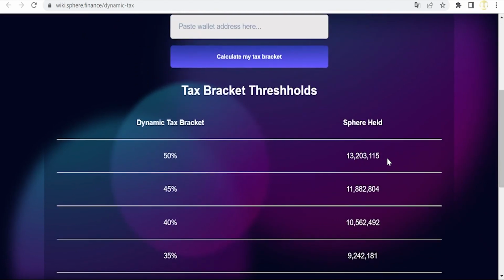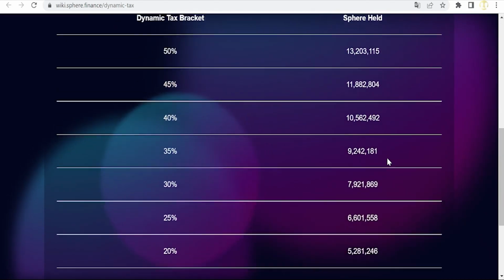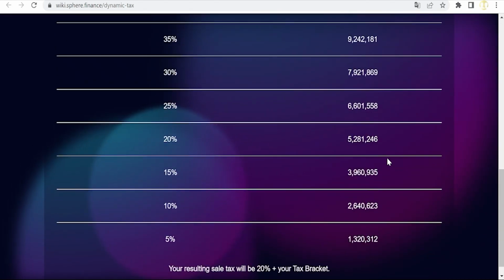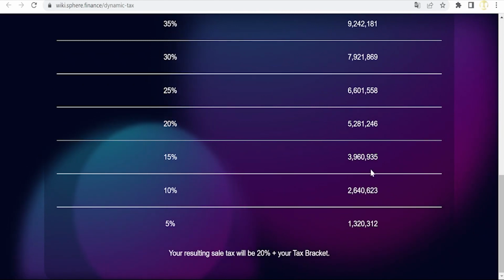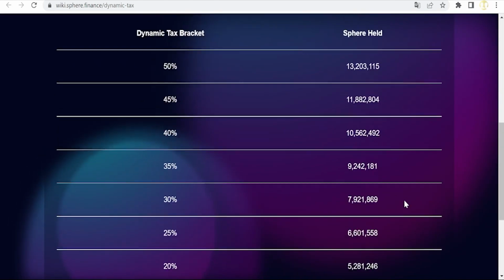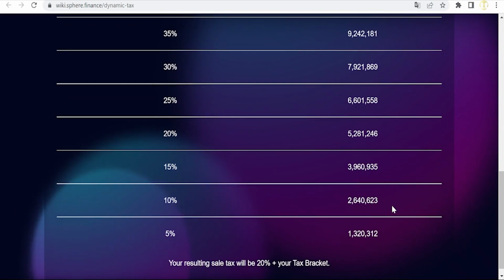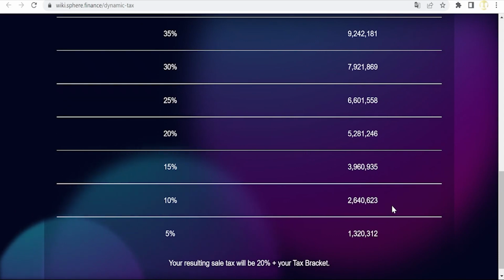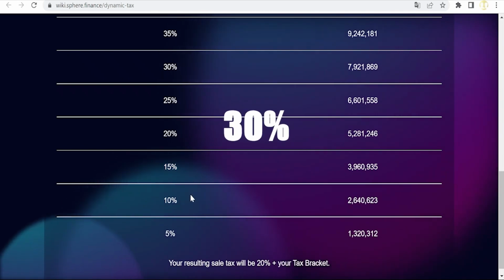So imagine that we have right now 3 million Sphere tokens. So here we are in the Sphere held in this part. That means that we will have to pay, if we decide to take it all out, an extra tax of 10%. So apart from the 20% fixed, that means that the final tax will be 30% when selling.